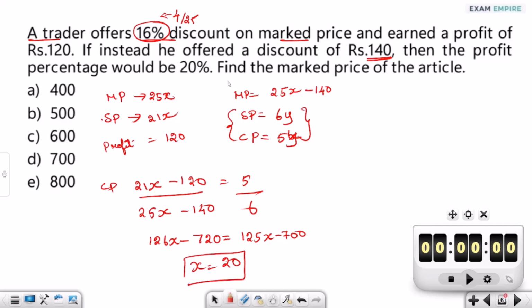Okay, and what we need to find is the marked price of the article. So what is the marked price? 25x. So 25 into 20. So what will be the answer? It will be 500. So the marked price of the article is 500 rupees.